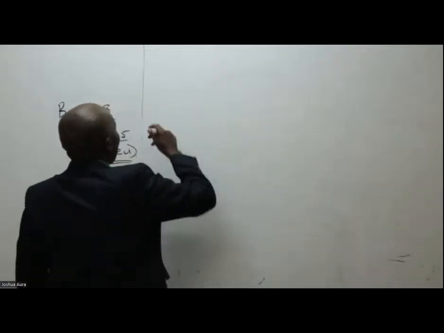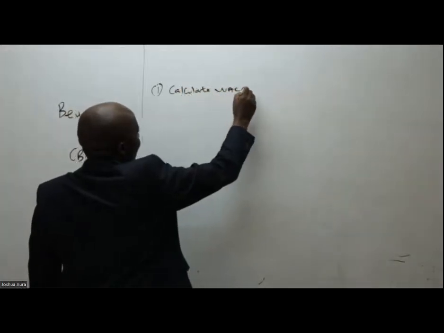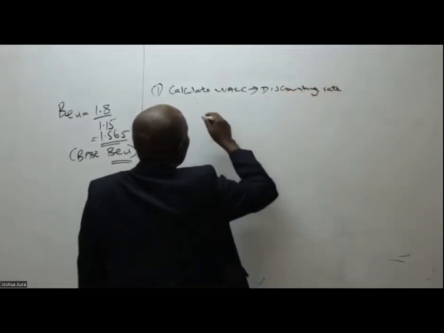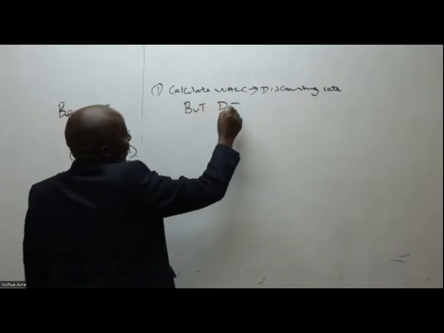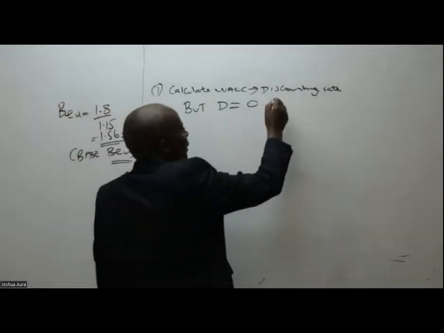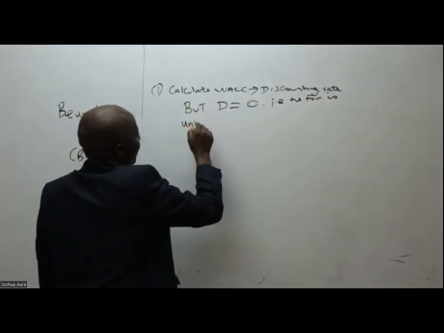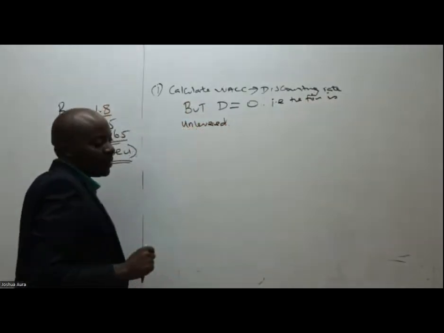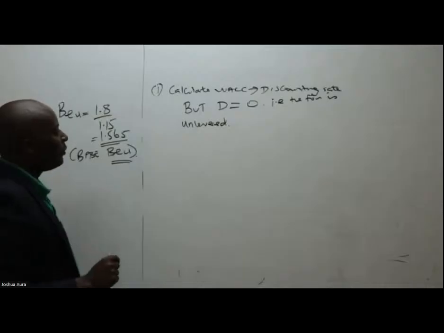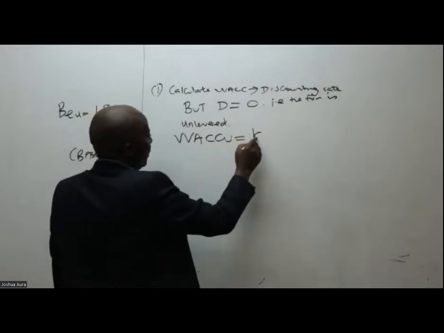So in this case here, go ahead, Roman 1, and calculate WACC. So this is our discounting rate. But remember your debt equals 0, i.e. the firm is unlevered. The firm is unlevered. Right? So if it's unlevered, remember in this case, ladies and gentlemen, what we used to call WACC U equals Ke U.